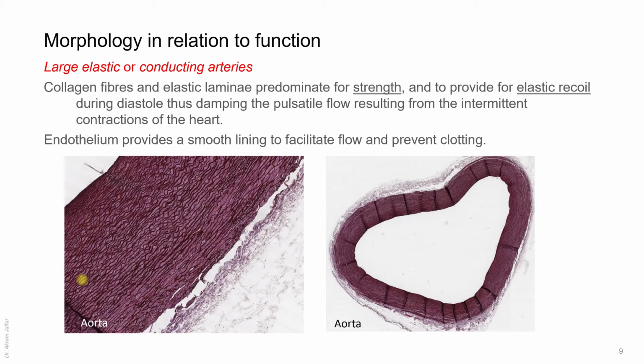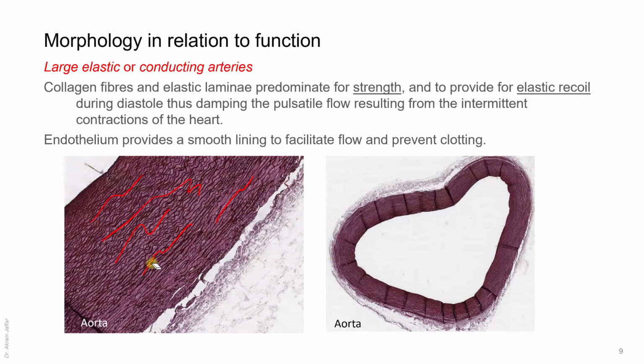Like in the large elastic or conducting arteries, these multiple elastic laminae will make sure that during diastole there is a continuous flow of blood in the blood vessels. Because during systole, these elastic fibers will stretch, and so during diastole they will recoil back, and they will create a pressure in the wall of the blood vessel that will dampen the pulsatile flow of blood.